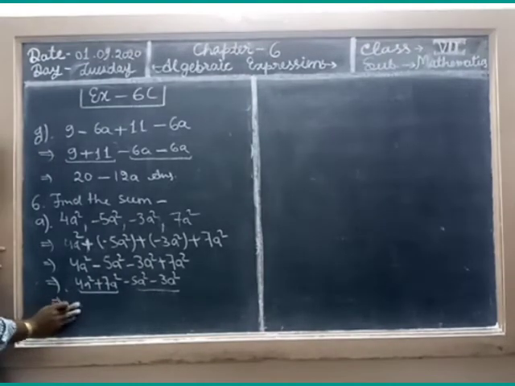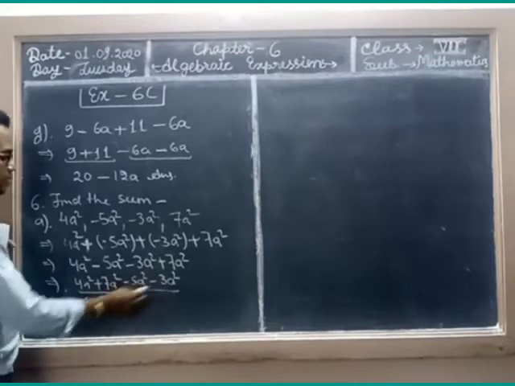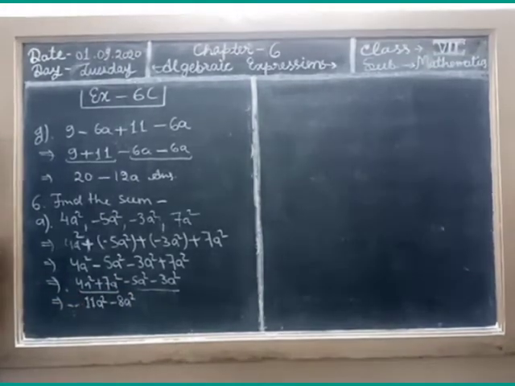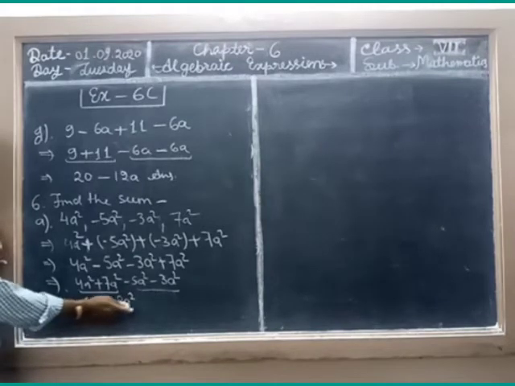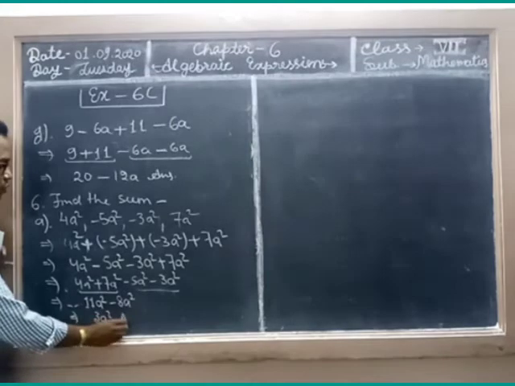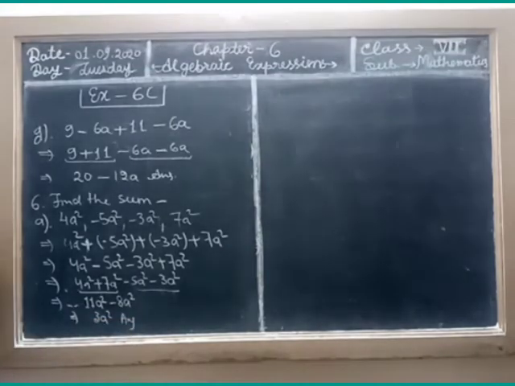So 4 plus 7, that is 11a square. 5 minus 3 minus 8a square. Now further we are solved because they are like terms. 11a square minus 8a square, that is 3a square. So this is your final answer.